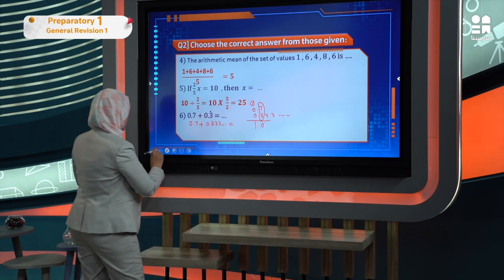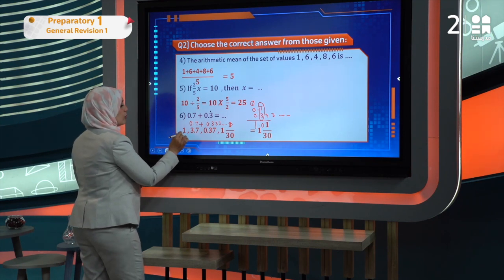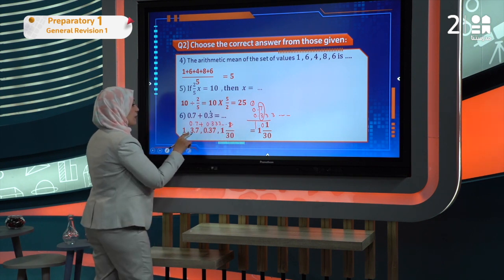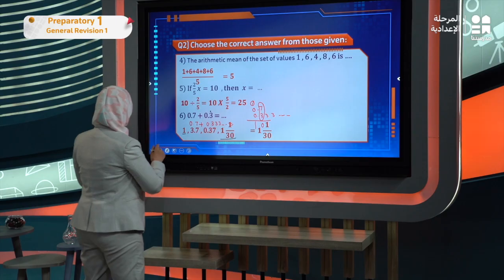So, here it is. Look at the choices. Which one of them? Let's try them. Number 1 cannot be because we have 1 and more than 1. 3.7 cannot be. 0.37, no, we have a whole. And 1 and 1 over 30, this is the correct answer. And how do we know it? As we said, we will get 1 as a whole, then we have a decimal beside it, not any one of them. So 1 and 1 over 30, and 1 divided by 30, we will get 0.333. Okay.